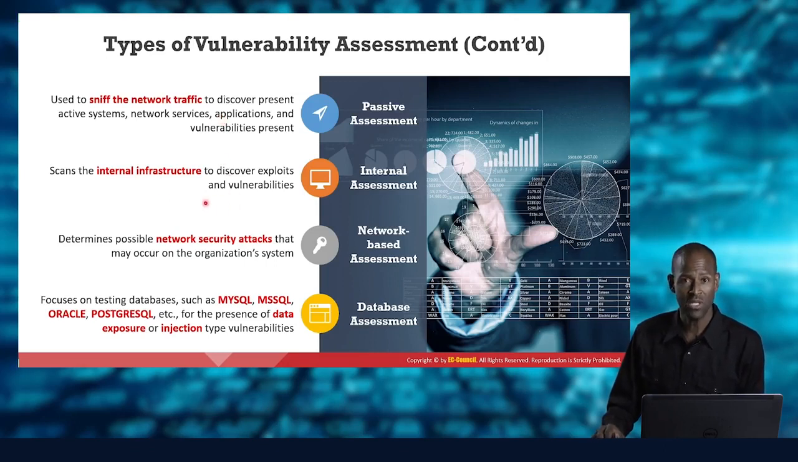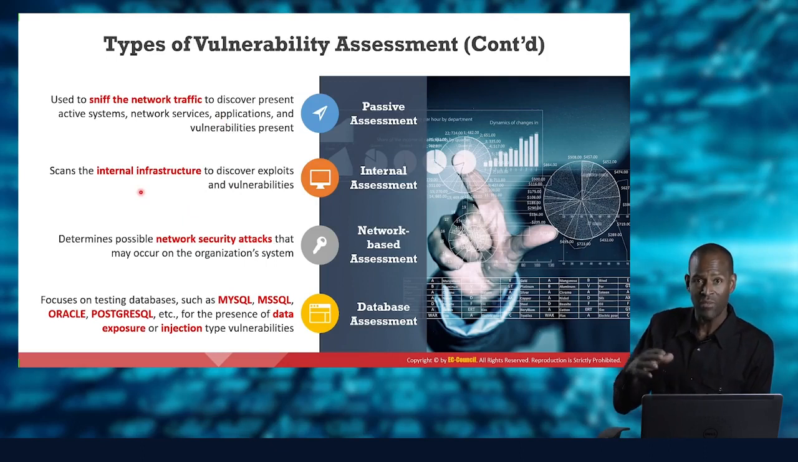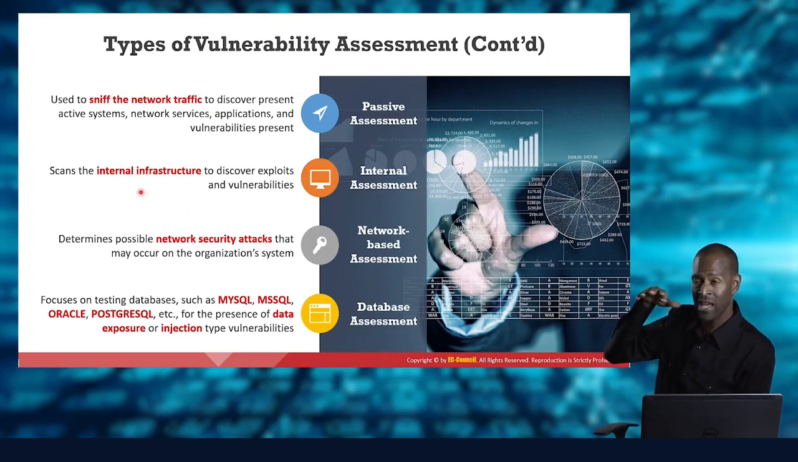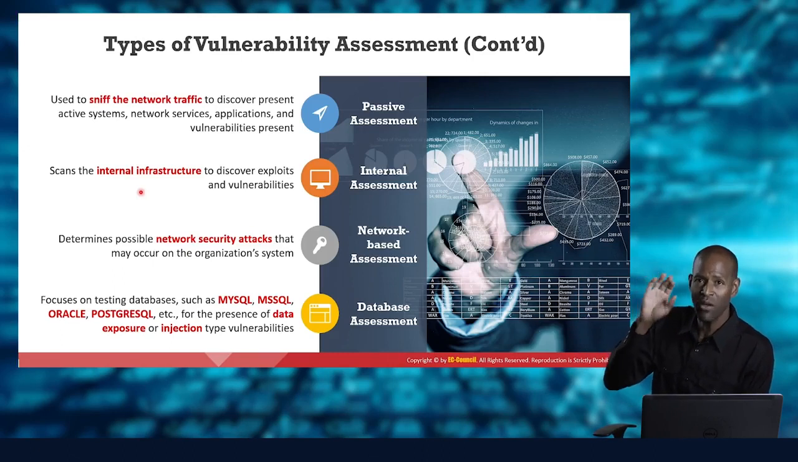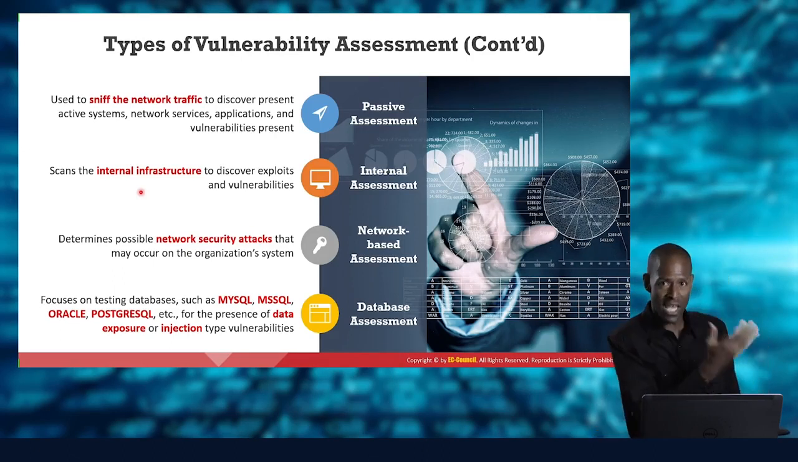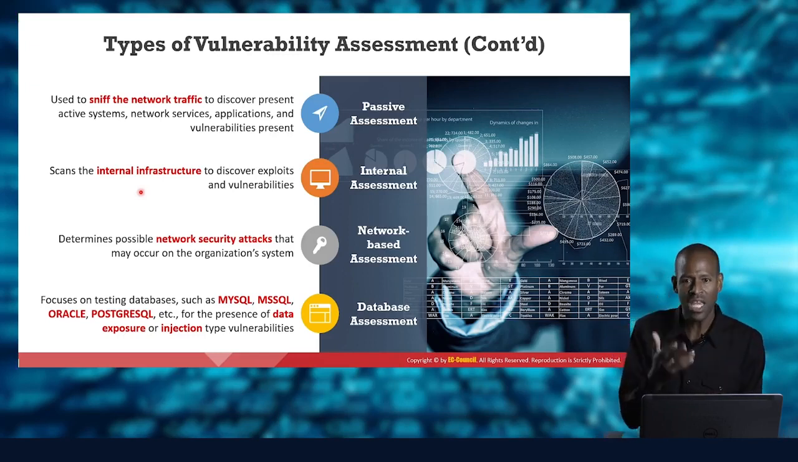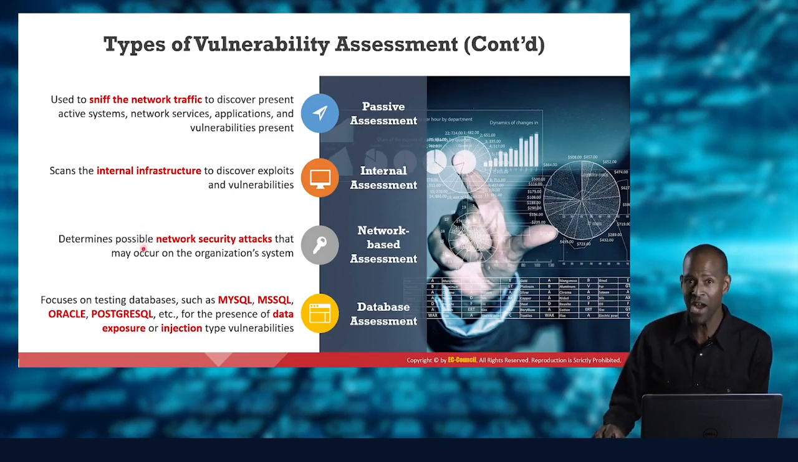There's the internal assessment. So the external assessment, you have that external IP address, run a scan against the external network, the external firewalls, the DMZ, from the perspective of somebody on the outside. Now we move into the inside and scan from the internal network to assess vulnerabilities. Also, there are network-based assessments where we scan the entire network, and there are database assessments where we're looking at databases like PostgreSQL, IBM DB2, Microsoft SQL Server, MySQL, stuff like that, right?